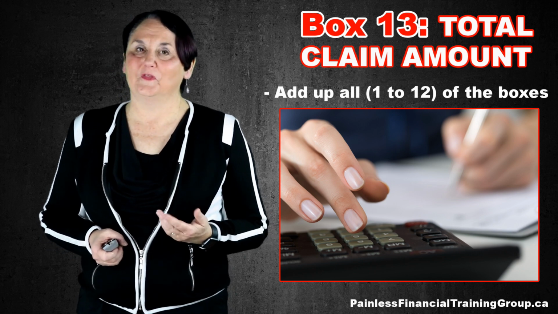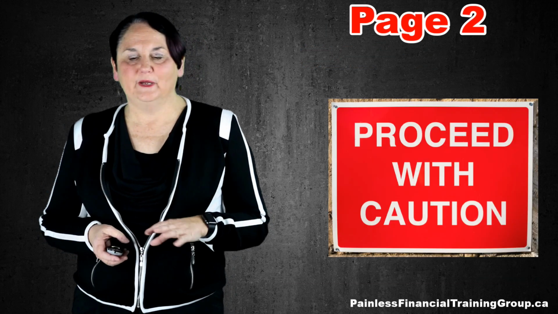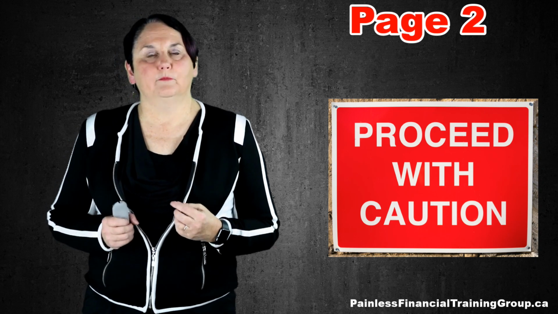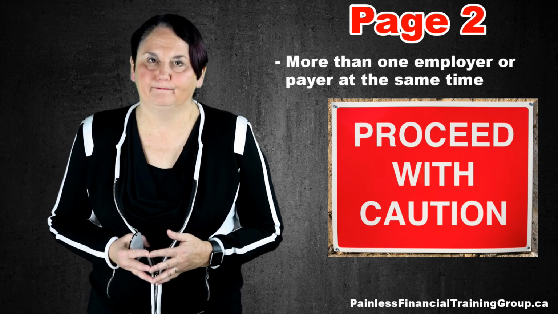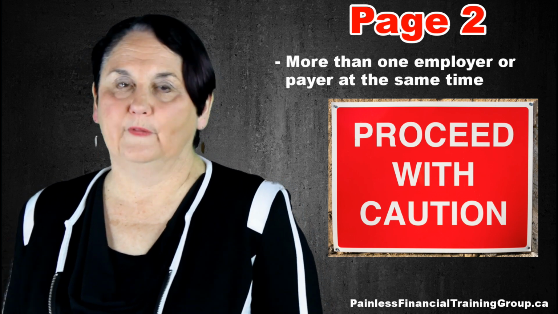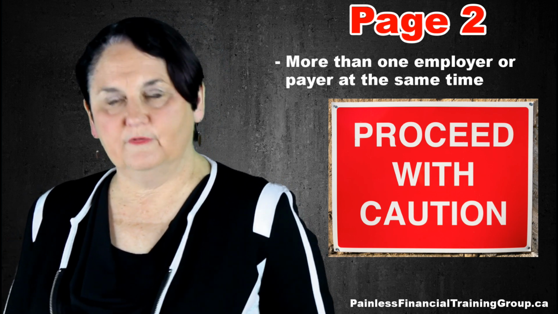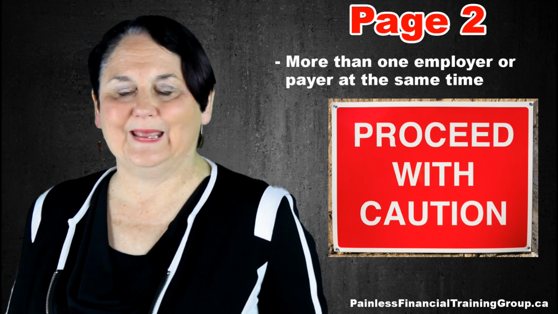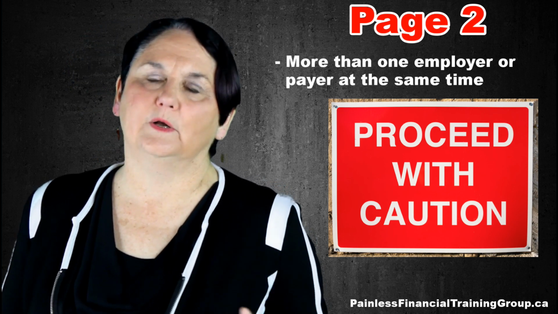There are other things on this form. On page 2, there's a very important box if you have more than one employer. Canadians who have more than one employer have to be careful when they fill in these forms, because the $12,069 you're allowed to make in a year, you're only allowed to make once, of course.